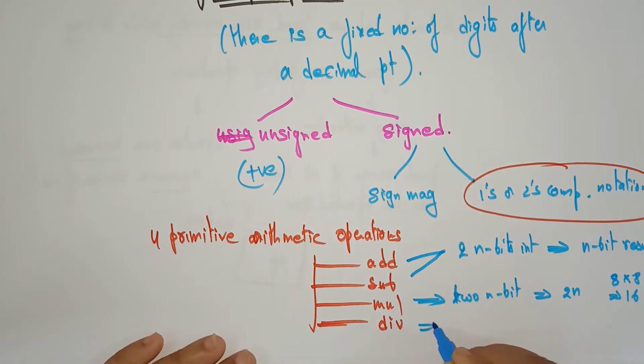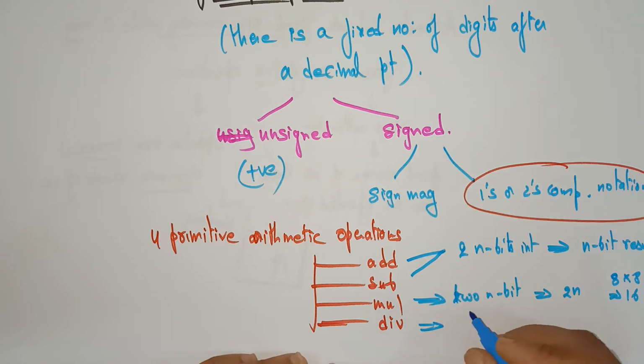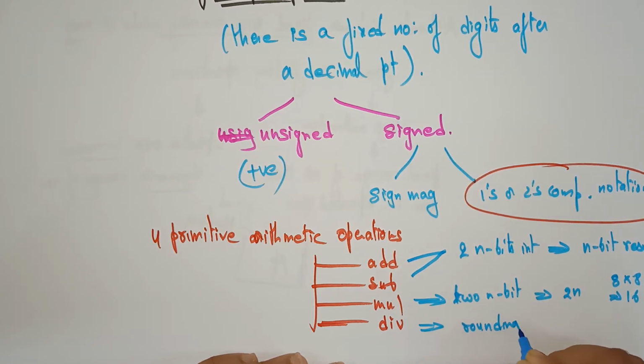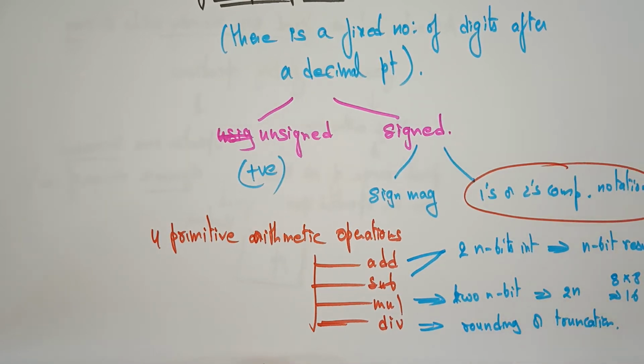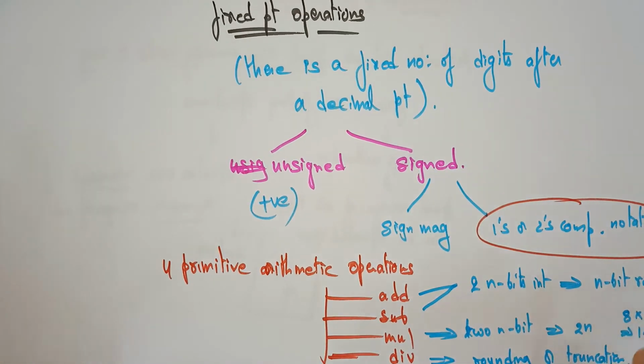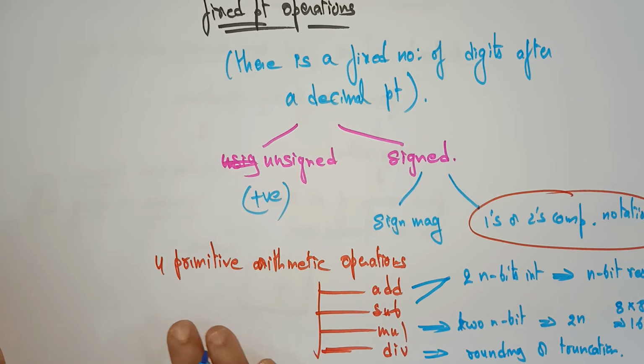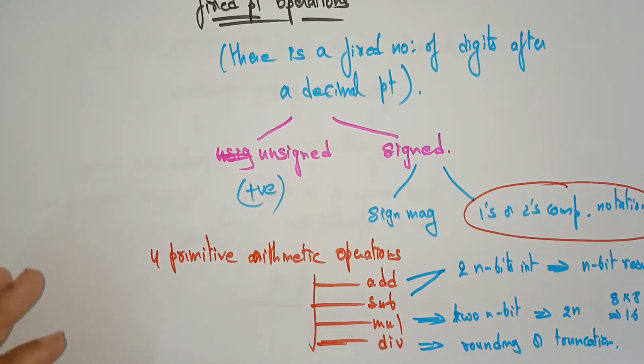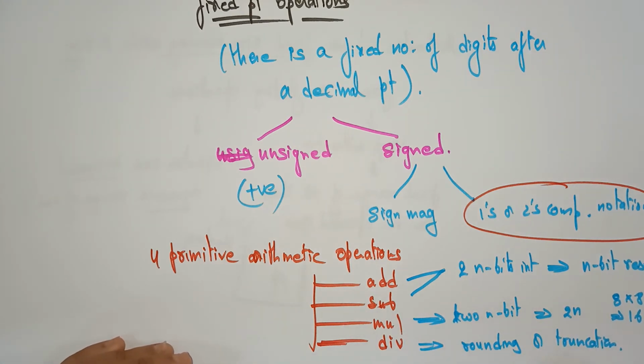Then what about division? In fixed point calculations, only an approximate result is expected, so fixed point division is done with rounding or truncation. Whatever value you get, you have to do rounding or truncation, because you get only an approximate result from the division operation. I'm just talking about the 4 primitive arithmetic operations, and this is the type of result you will get.